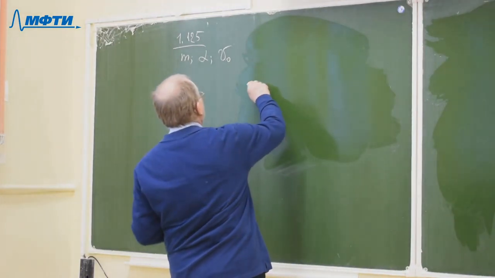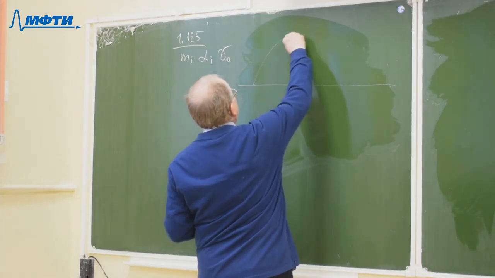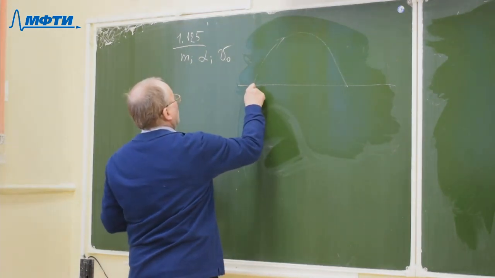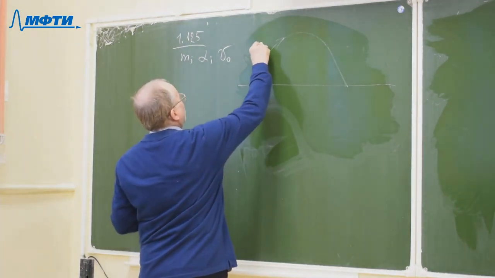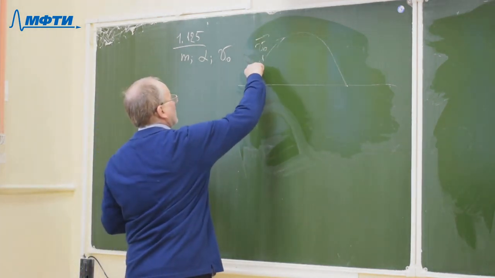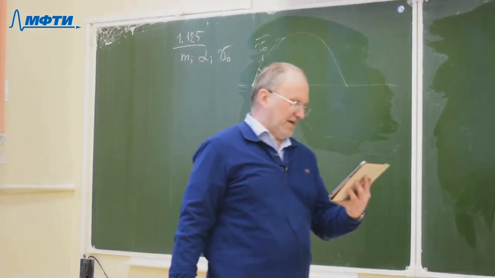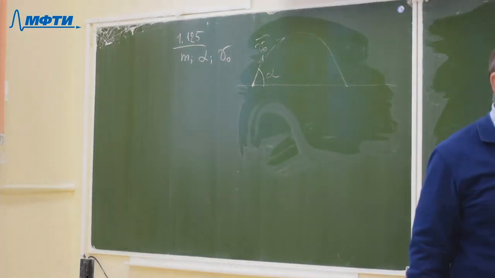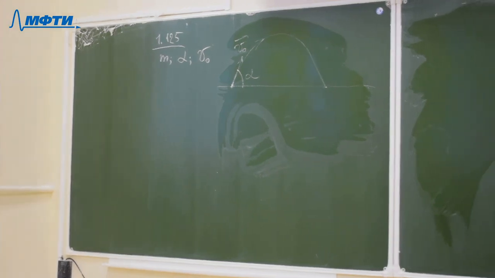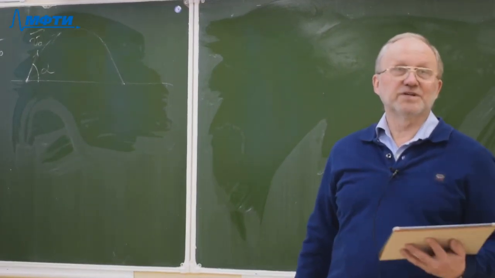So a body is thrown at some angle to the horizon. And the initial velocity is given, v0, and the angle alpha is given. Find the mean power developed by gravity over the whole time of motion of the body and the instantaneous power of gravity as a function of time.